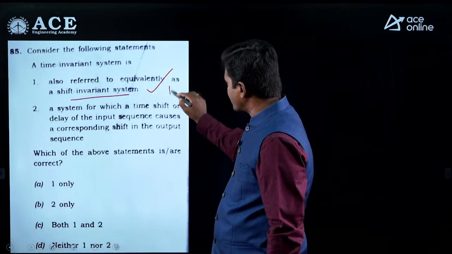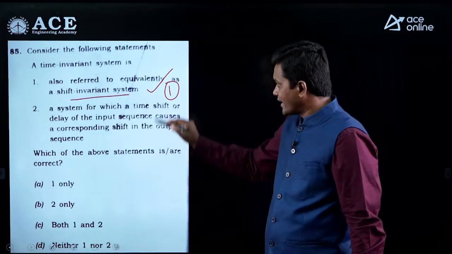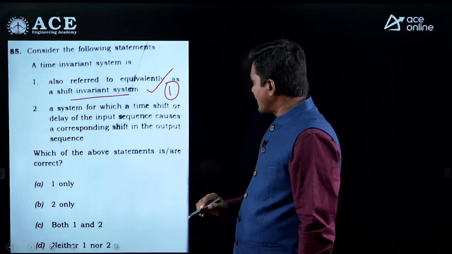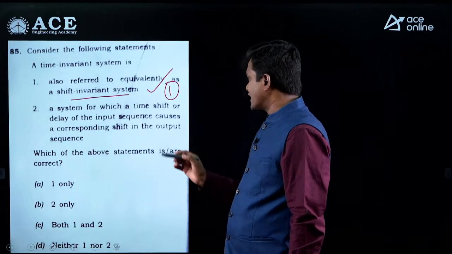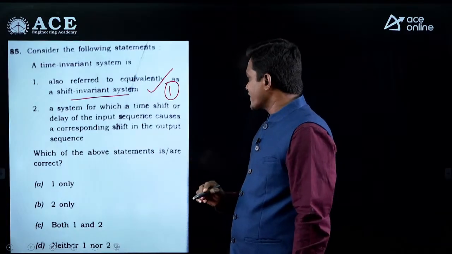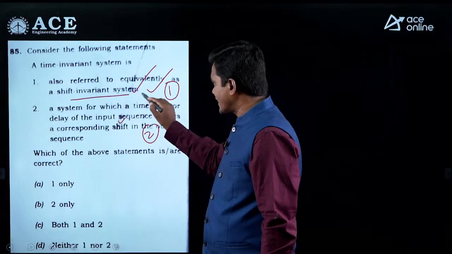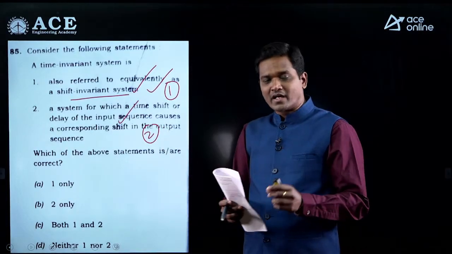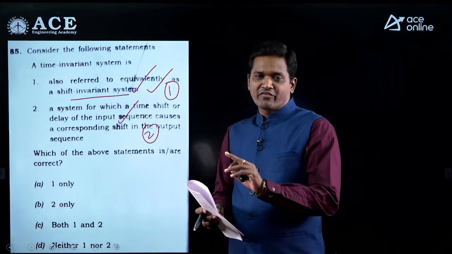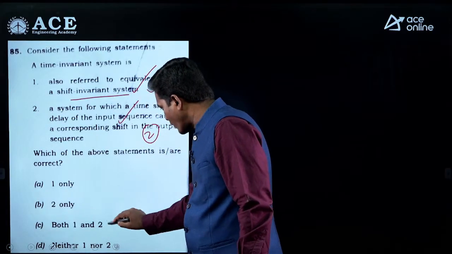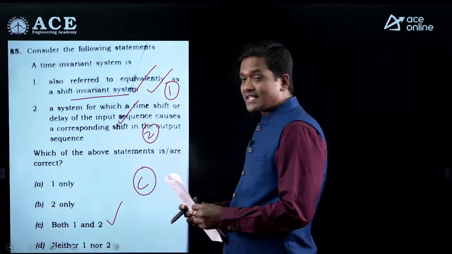Yes, it's absolutely correct. So the first option is correct. Now, a system is a system for which a time shift or delay of the input sequence causes a corresponding shift in the output sequence, correct. This is also correct. Both the first statement and the second statement are correct, because a shift in the input equals a shift in the output. Both the statements are correct. So the right option is both 1 and 2. So the right option is C.